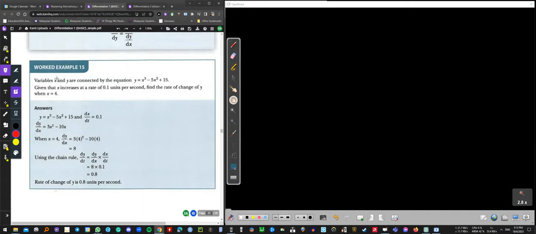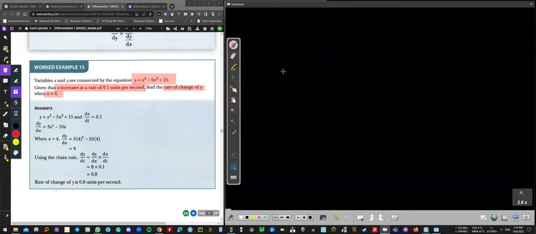So, variables x and y connected by this equation. Okay, that's a curve function ataupun boleh anggap sebagai curve function ataupun the main function lah, original function dia. So, dikatakan x increases at a 0.1 unit per second, dia minta rate of change of y apabila x sama dengan 4. Okay, I need to dissect this for you tau. Pecahkan dia as much as possible lah.